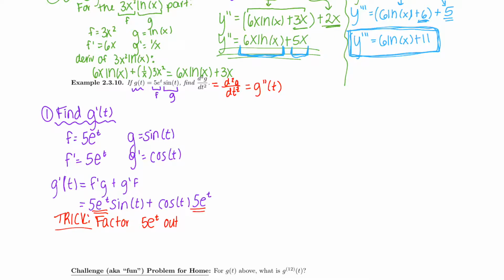And if you do that, you'll have 5e to the t that comes out front. And then with the first term, you have sine t and then cosine t. And just think, it would get you back to this point here because if you distribute, you have 5e to the t sine t. Here you'd have 5e to the t cosine t. So it's the same thing.